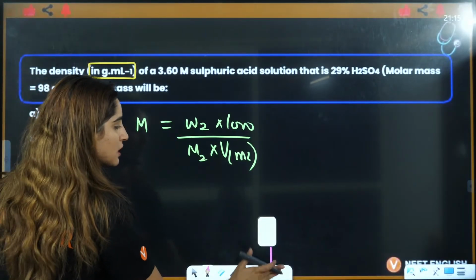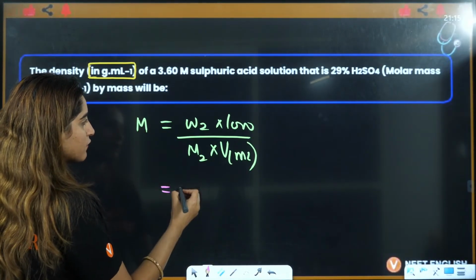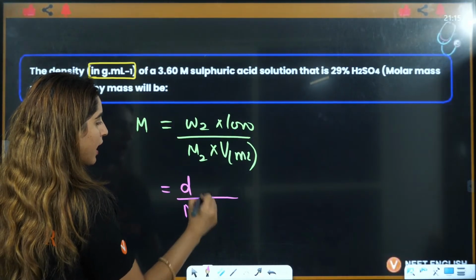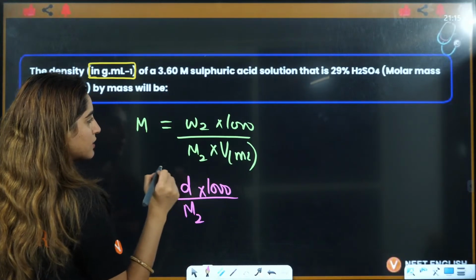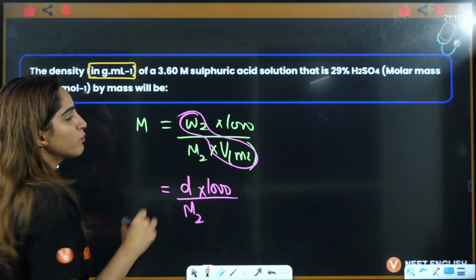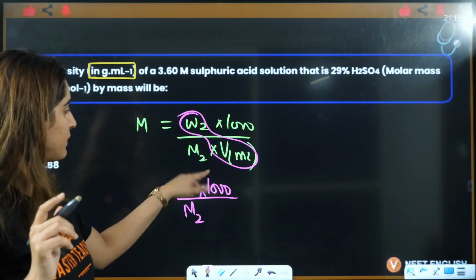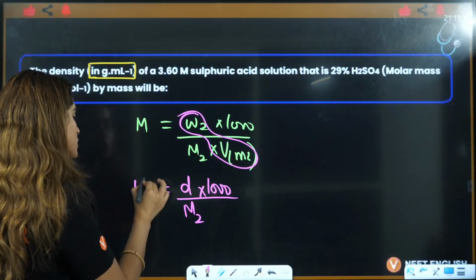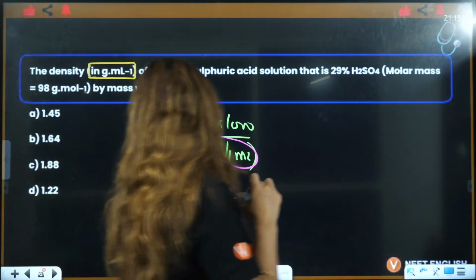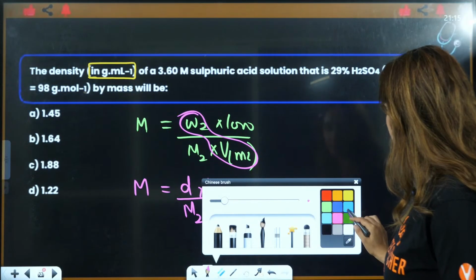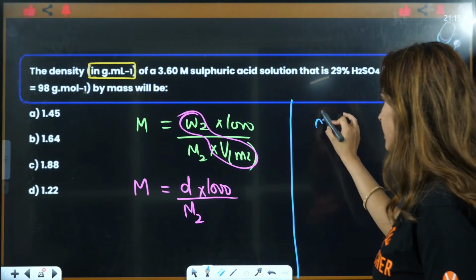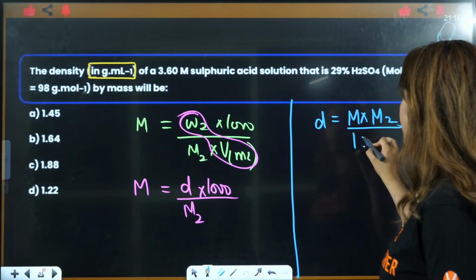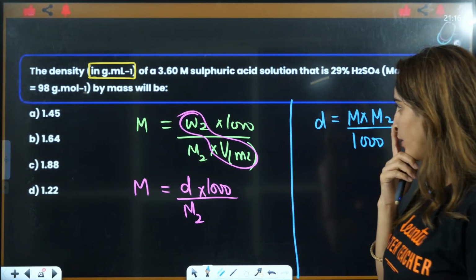Let's see what is happening here. Even this is density, right? This is M2 and this is 1000. Density is mass by volume only, then density will be in gram per milliliter. This is in milliliter, that's why I multiplied by 1000. This is molar mass, right? So density is going to be molar mass multiplied by m2 divided by 1000. This is how it is coming out to be.